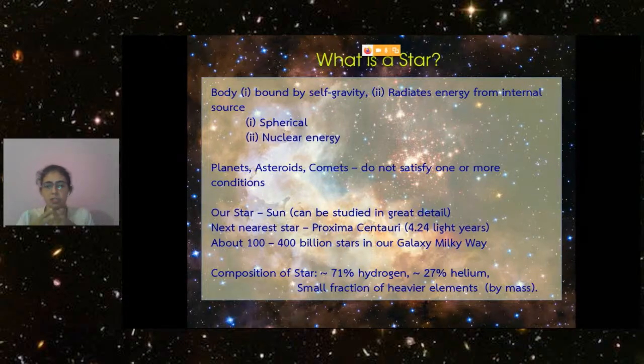That is the composition of stars. And there is a small fraction of heavier elements. So, what do we mean by heavier elements? Any element which is heavier than hydrogen and helium. You can think of carbon, oxygen, silicon, and so on. In astronomy terminology, these heavier elements are also known as metals. That's why very often you may hear about stars with a certain metallicity. That means how much heavier element fraction they have, which is generally termed as metallicity.